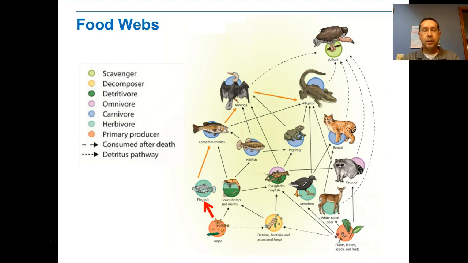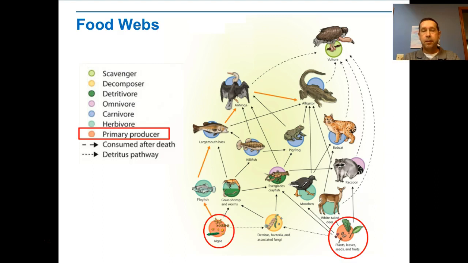So here we have a food web. We've got algae, a primary producer, being eaten by the flagfish, which gets eaten by a largemouth bass, which gets eaten by the bird, which can be eaten by the alligator. So again, this is a food chain, a part of the entire food web.